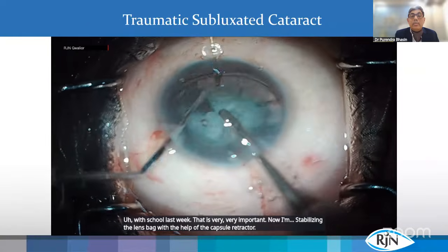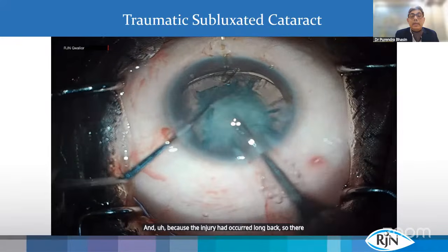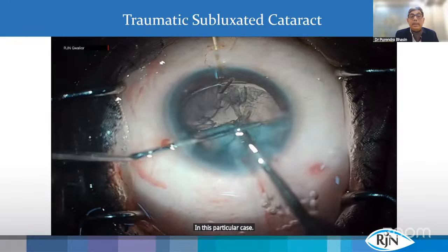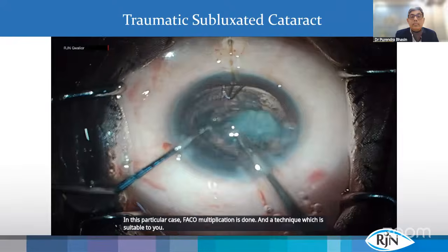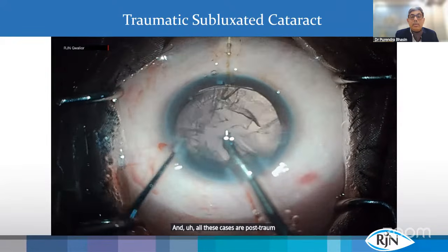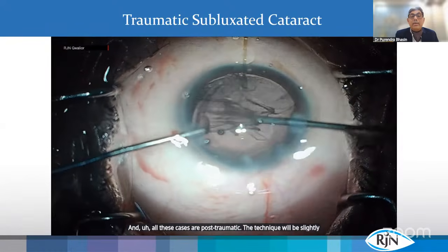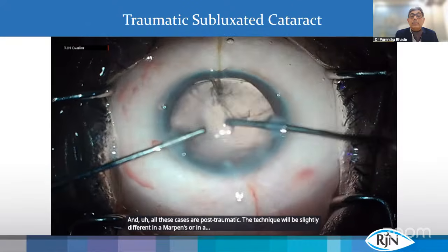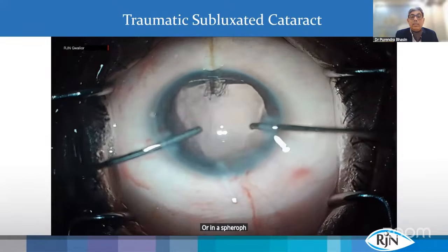And because the injury had occurred long back, there is a nucleus sclerosis also. In this particular case, phacoemulsification is done in a technique which is suitable to you. And all these cases are post-traumatic. The technique will be slightly different in Marfan's or in other zonulopathy cases or in spherophakia cases.